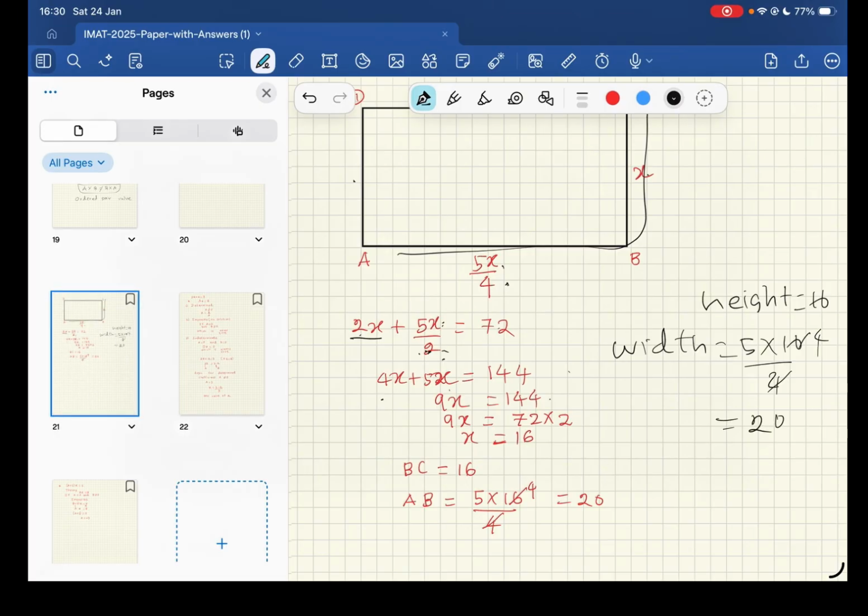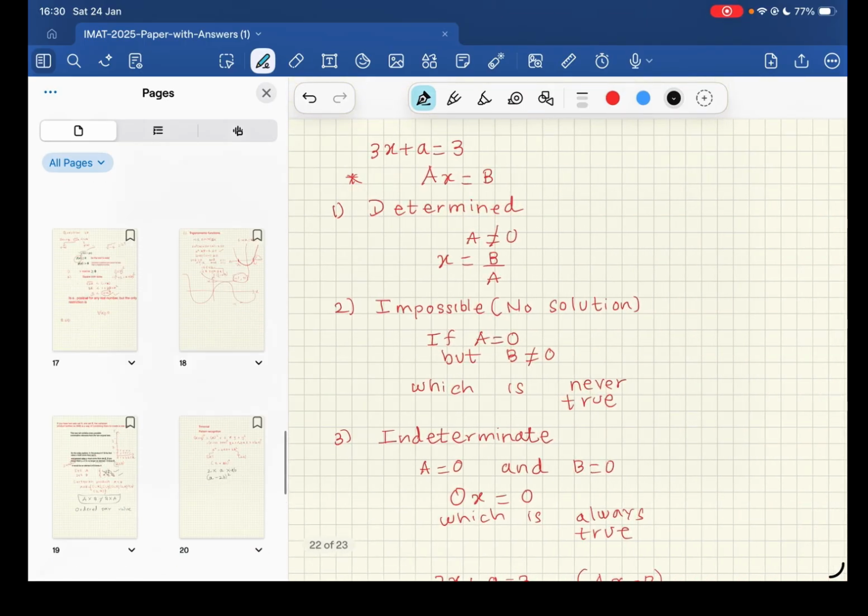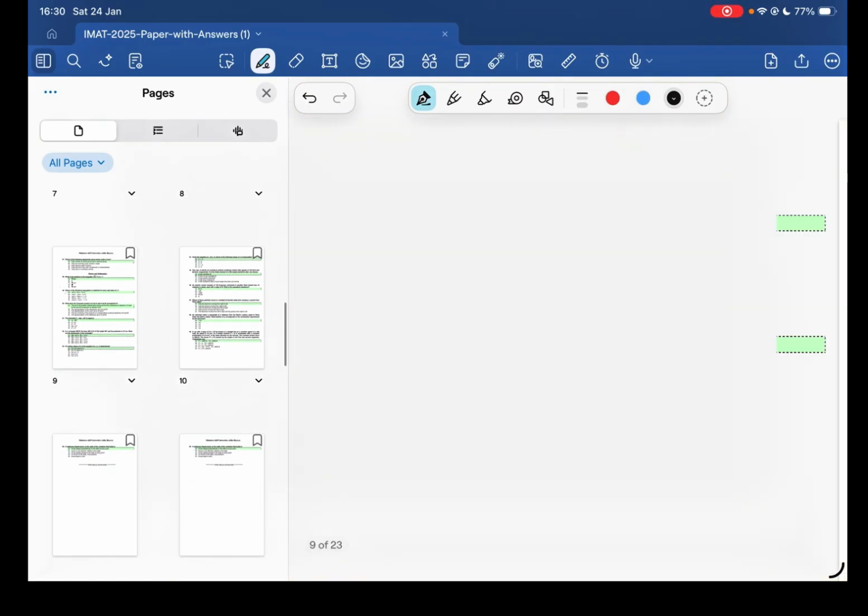It's a very simple idea. These are very simple questions, but make sure to avoid any careless mistakes. Sketch it, write it. It won't take much time, very quickly. And let's go for the third one.